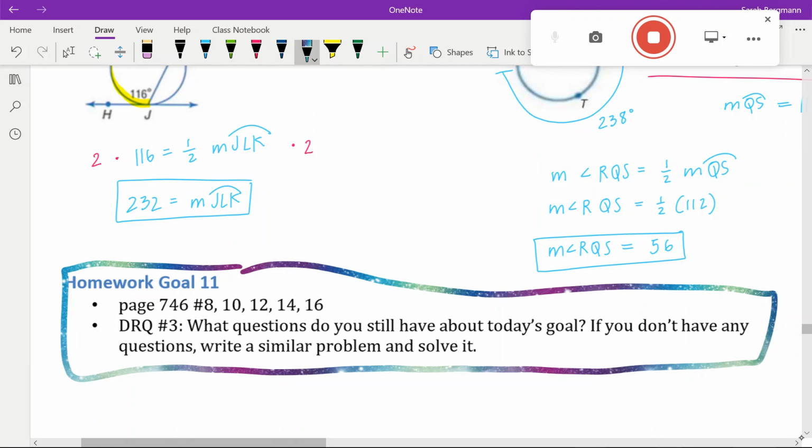That's not a question. If you don't have any specific questions, what I need you to do is write down a similar problem, make up your own problem, draw a circle, draw a figure, solve for whatever you want to solve for to answer your made-up problem, and then solve it.